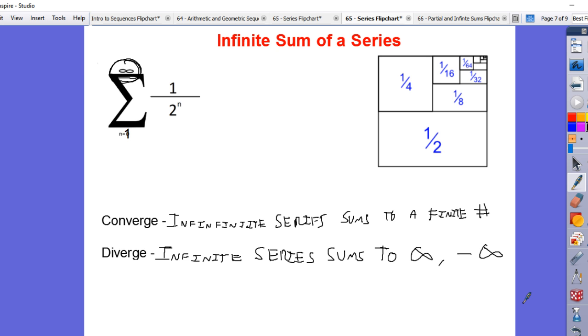What is under sigma in the top left? n equals 1. Okay. Yeah. So let me redraw this. n equals 1. Stopping number is infinity. 1 over 2 to the n.